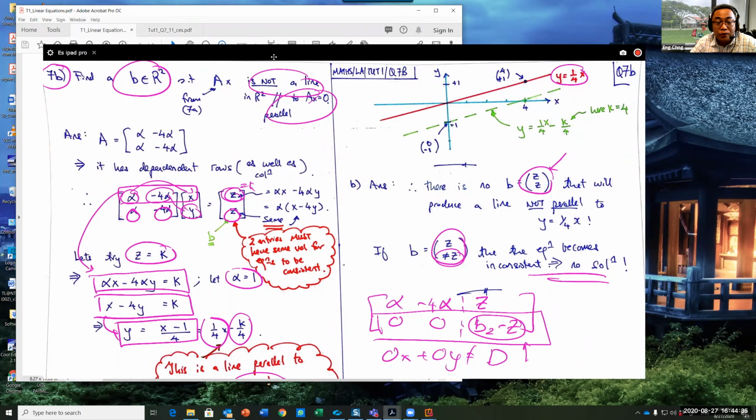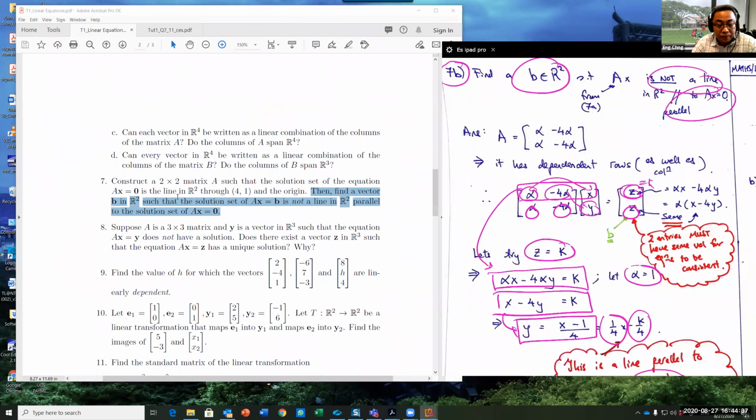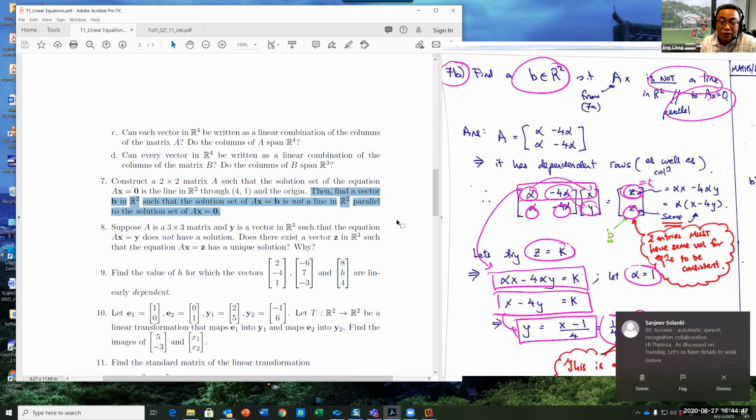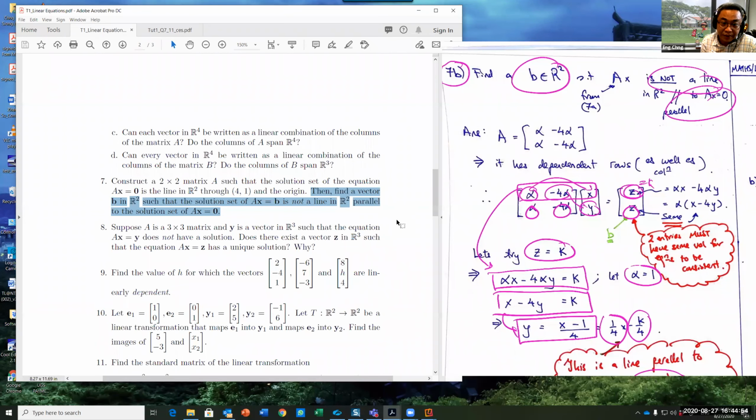Okay, so this question, let's go through this question one more time and let us figure out what he is trying to do in the second part. In the second part, he's trying to ask you to understand that when the equation is consistent, the solution will always be a line parallel to ax equals to 0 in this example. And if the equation is inconsistent, then there is no solution. Okay, so I hope that answers question 7.